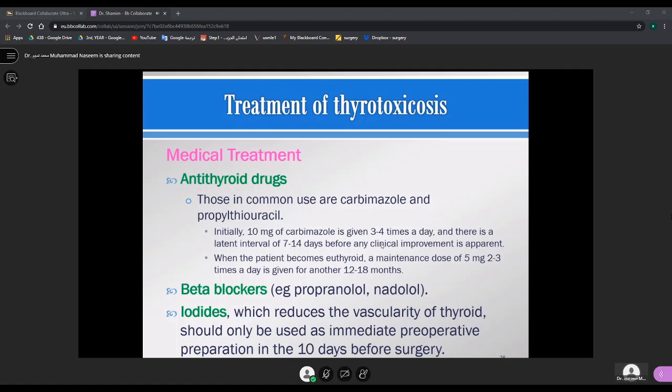Beta blockers, for example propranolol and nadolol, are valuable in secondary thyrotoxicosis. Iodide, which reduces the vascularity of the thyroid, should be used as immediate preoperative preparation when the patient needs surgery.